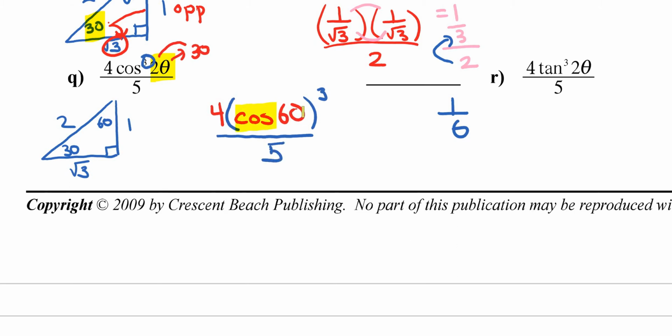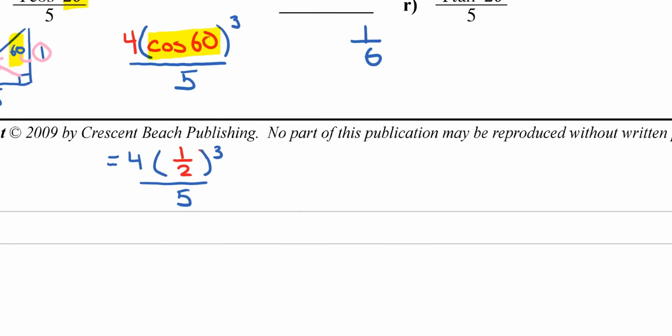And for the cos 60 here, we need to refer back to the 30, 60, 90 triangle. So here's 60 degrees. Cos is the adjacent over the hypotenuse, right? So my adjacent here is going to be 1, and my hypotenuse is going to be 2. So if I rewrite this, it would be 4 times the adjacent over the hypotenuse, so that's 1 over 2, and that's all being raised to the power 3 divided by 5. I just need to evaluate this expression here to finish off the problem.